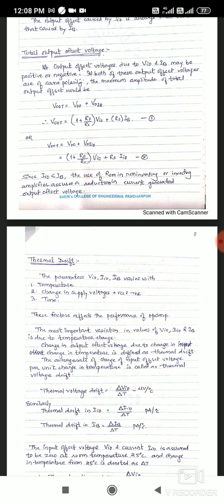First of all, we have completed the input offset voltage, then input bias current. After that, input offset current. Then the fourth one is the thermal drift. Then the fifth one is the total output offset voltage. And the sixth one we have covered, that is power supply rejection ratio. So still two parameters are remaining, and those two we are going to discuss in today's lecture.